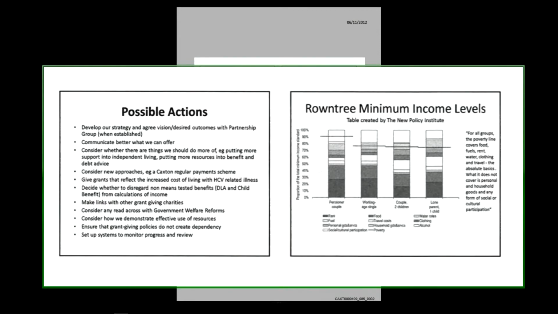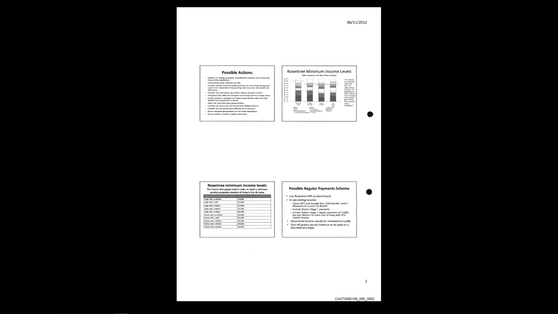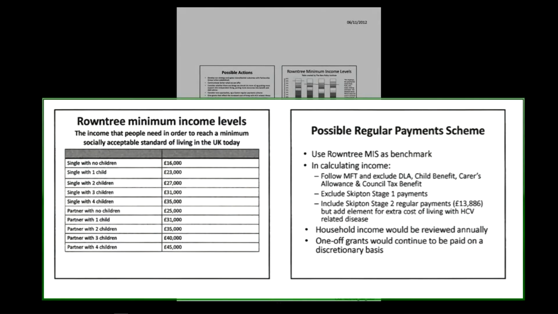And then I went on to look, I think I'd been exploring at that stage, the Rowntree minimum income levels. That was something I recall that one of our board members had suggested we take a look at. And then on the following slides, looking at what a possible regular payment scheme might involve. So you're looking there at the income that particular households would need to live on. Yeah, that was based on the Rowntree minimum income level.